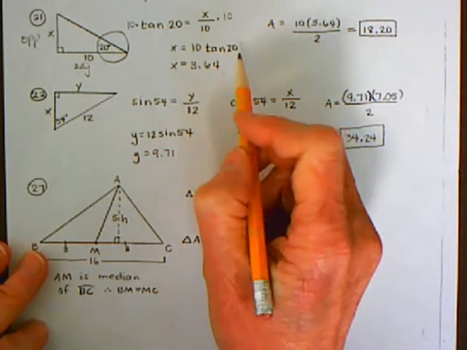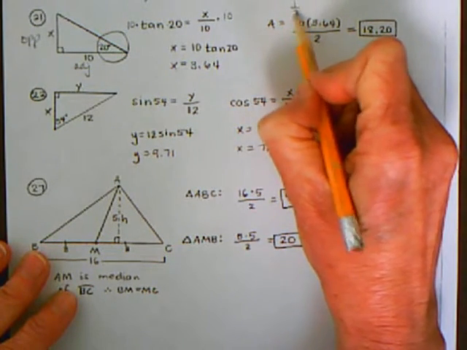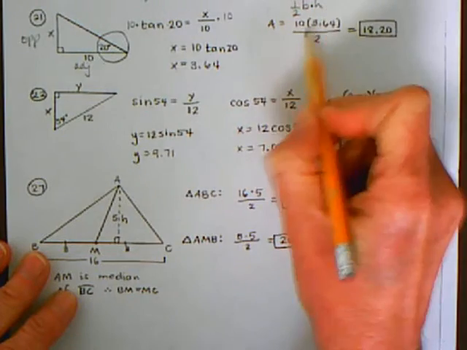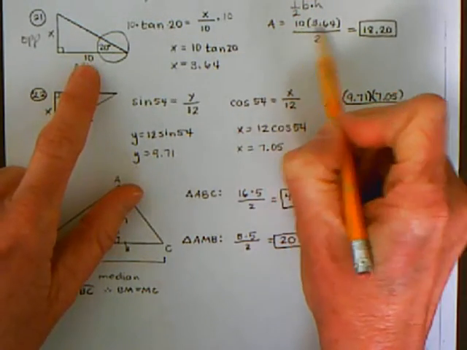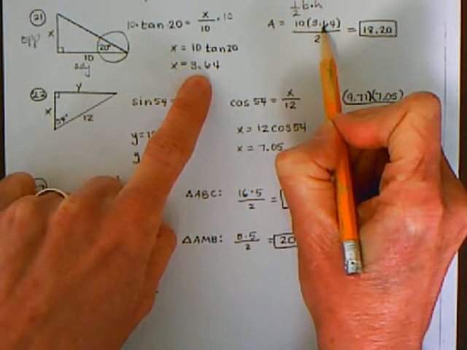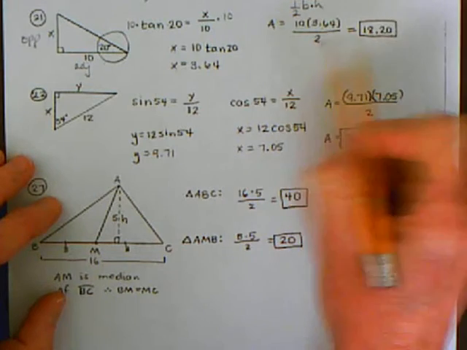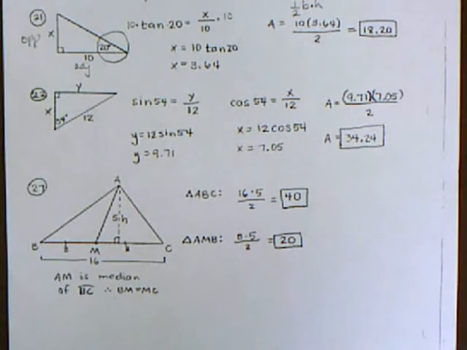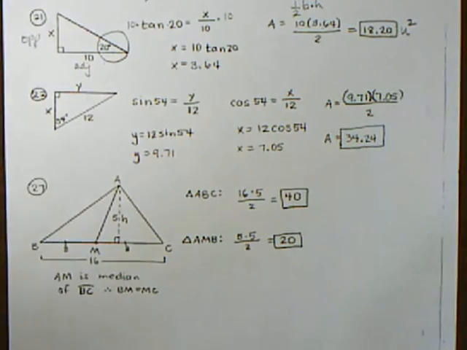All right, now I know that the area of any triangle is 1/2 base times the height, or base times height over 2. So 10 being the base, the height being what we figured out, 3.64, 10 times 3.64 over 2 is 18.20. Of course, these don't have units, but really I should say units squared there. Okay, so that's that one.